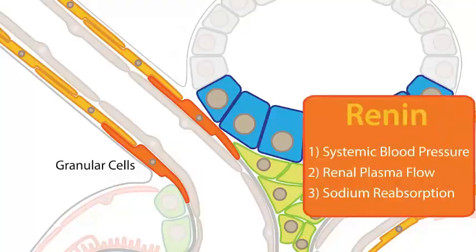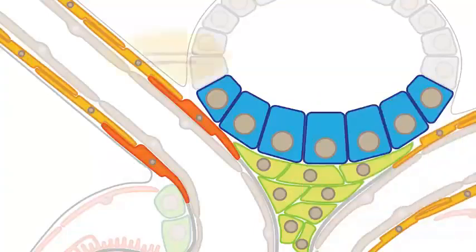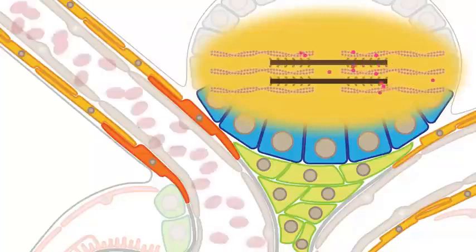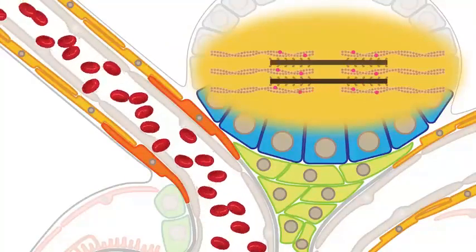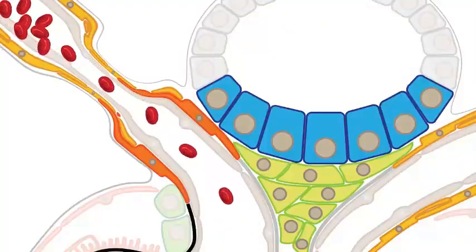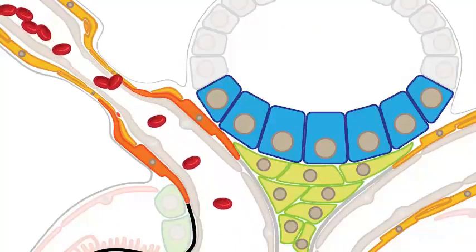Renin plays an important part in the renin-angiotensin-aldosterone system, which influences systemic blood pressure, renal plasma flow, and sodium reabsorption. In typical smooth muscle cells, calcium facilitates the contraction of the myofilaments, which leads to a reduction in the renal plasma flow and ultimately a reduction in the glomerular filtration rate.